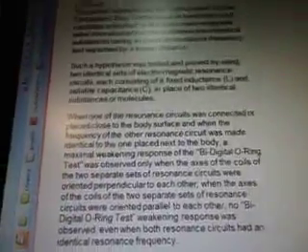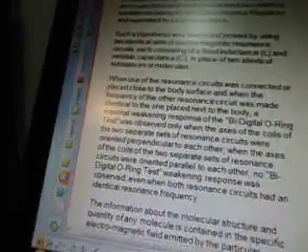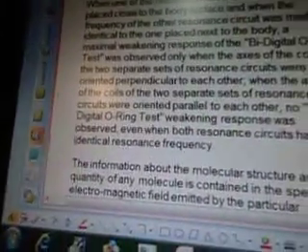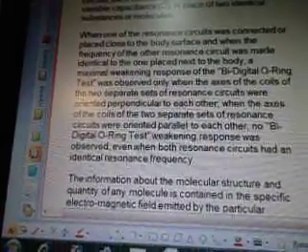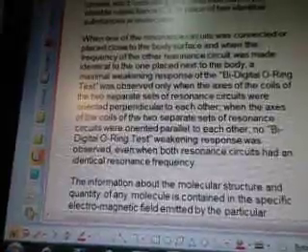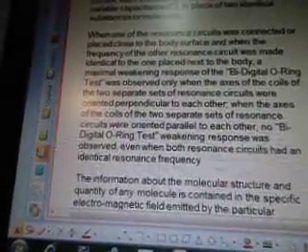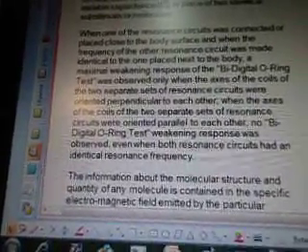Only when the axis of the coils of the two separate sets of resonance circuits were oriented perpendicular to each other. When the axis of the coils of the two separate sets of resonance circuits were oriented parallel to each other, no bidigital O-ring test weakening response was observed, even when both resonance circuits had an identical resonance frequency.